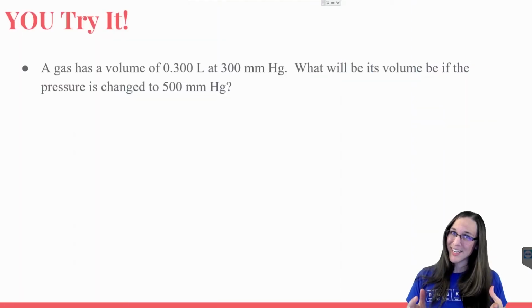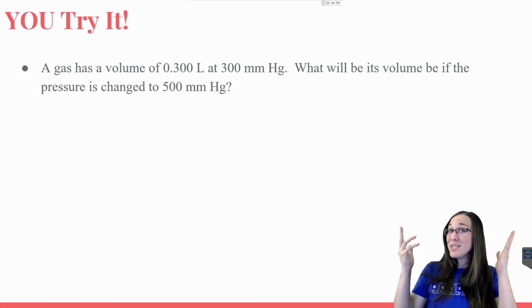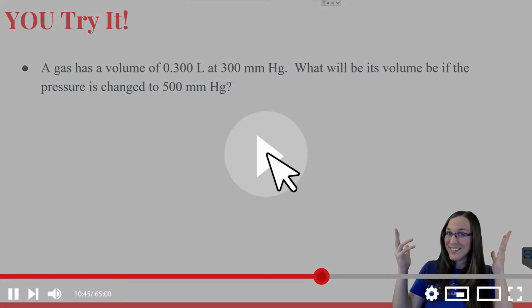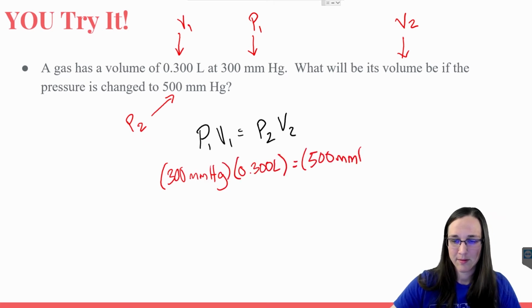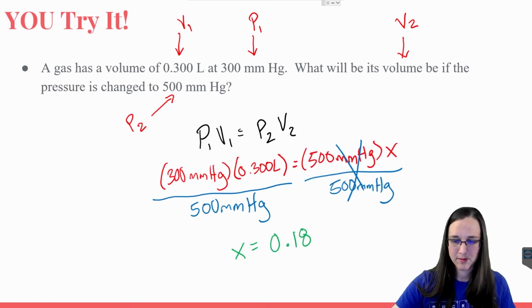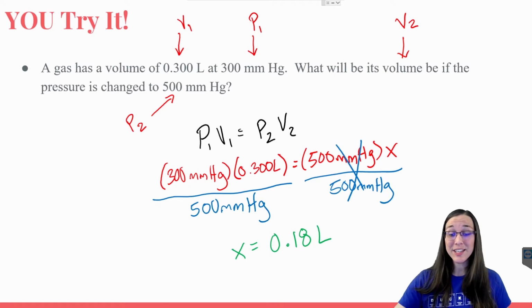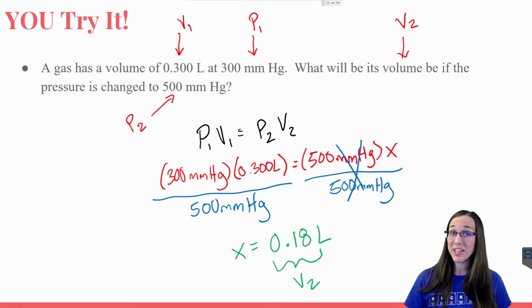Now that you've seen me do it, go ahead and pause the video here to give this Boyle's law calculation a try on your own. If you did it right, you should have gotten a V2 of 0.18 liters. Again, check your understanding here.